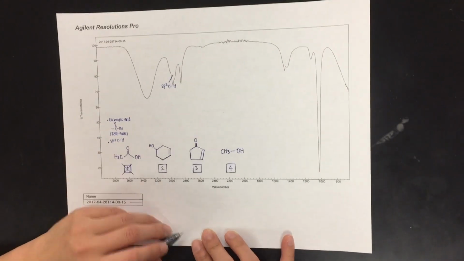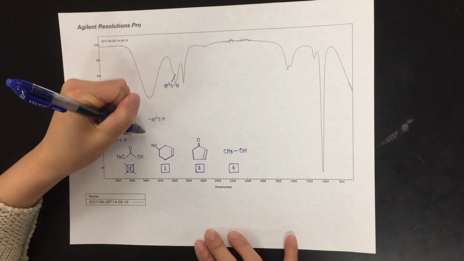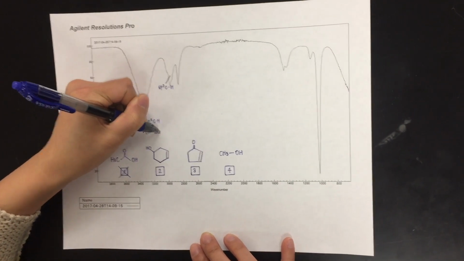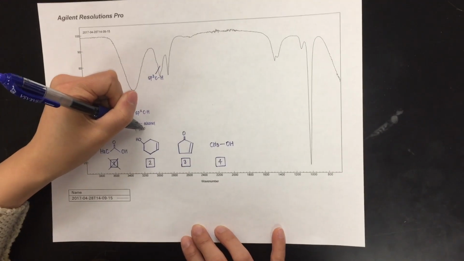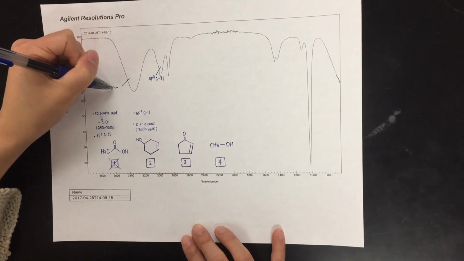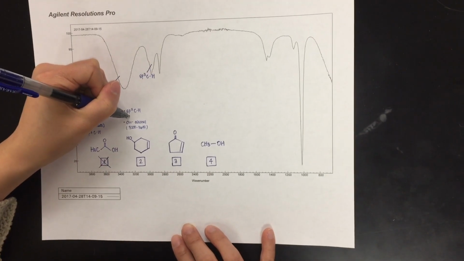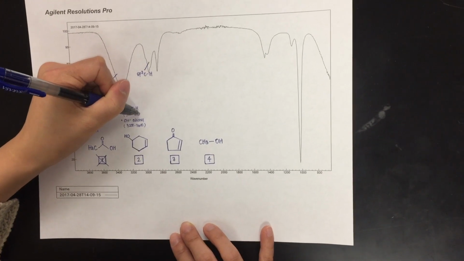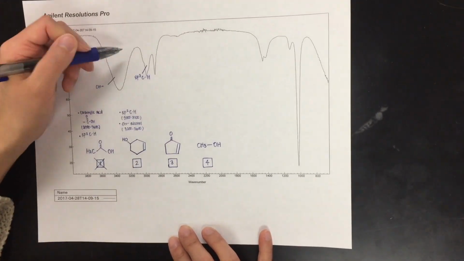Compound number 2 has sp2 hybridized carbons, where you see the double bond, and an alcohol. An alcohol shows as a wide rounded band between 3,200 and 3,600, which is exactly what we see here. However, sp2 hybridized carbons bonded to hydrogen show between 3,000 and 3,100 wavenumbers. This is not present in this IR spectrum, so we can rule out compound number 2.